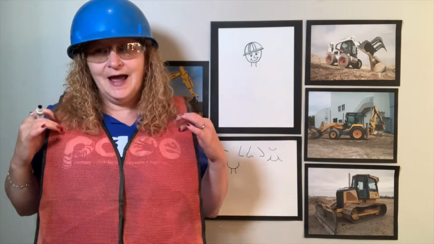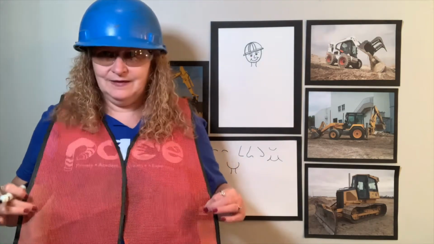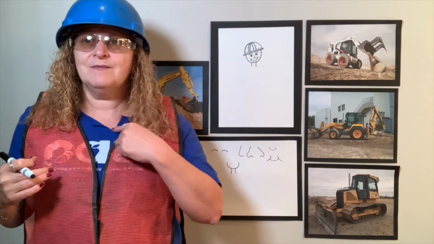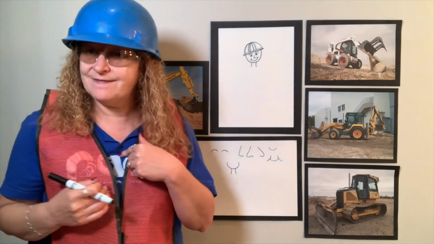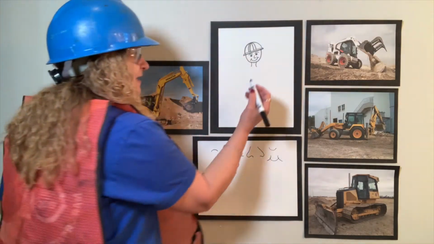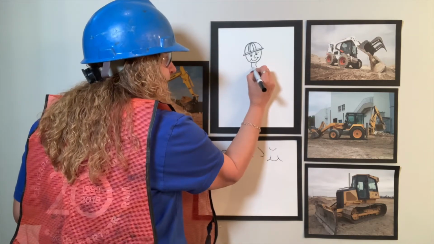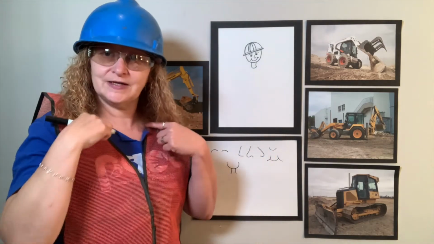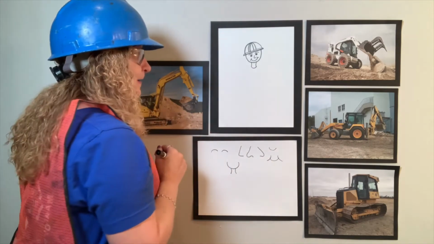Now don't forget, I have this piece of safety gear, or this apron, but I also have a shirt underneath. So I will need to make my shirt. And so here we go. I'm going to make a curve for the color of my shirt. And you can do that now.